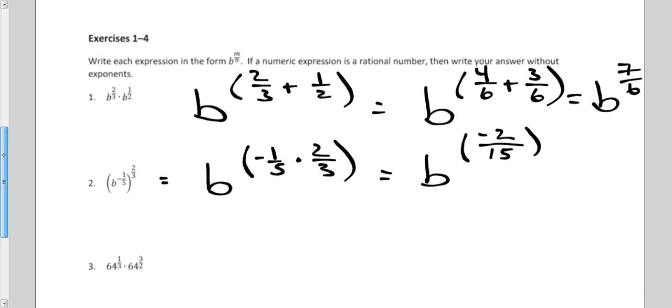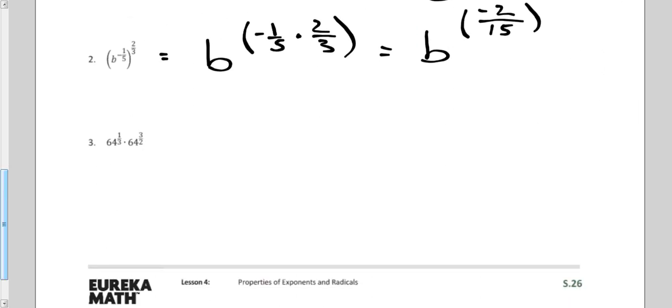Number 3, exercise 3. Again, same base, right? Yes. Same base. So what can I do with the exponents? If I have the same base, I'm multiplying two same bases. What can I do with the exponents? I add the exponents. 64 to the 1/3 plus 3/2 power. Then I gotta make those the same denominator, right?